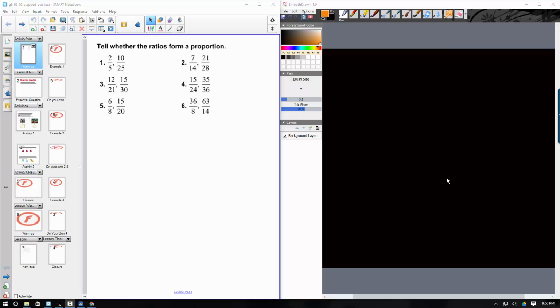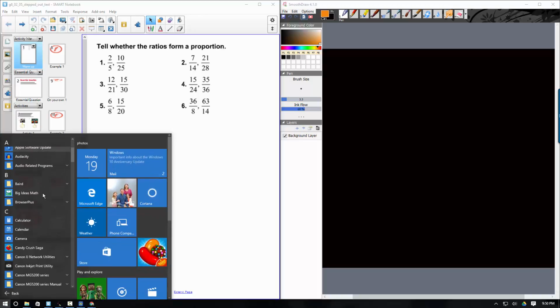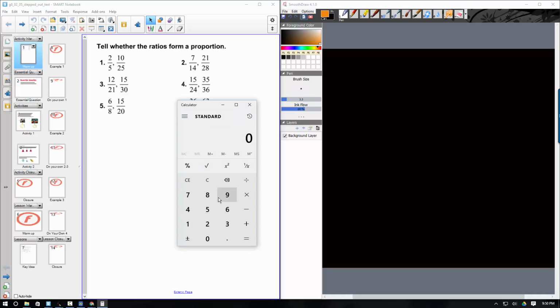So this video will focus on 2.5. And so the very first thing it says, tell whether the ratios form a proportion. And there's a really easy way to do this. You could take a calculator, if you like, and go through and just divide the smaller number by the larger. So if I take 2 divided by 5, I get 0.4. And if I then take 10 divided by 25, I also get 0.4.